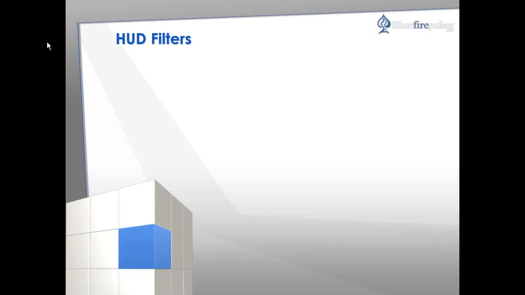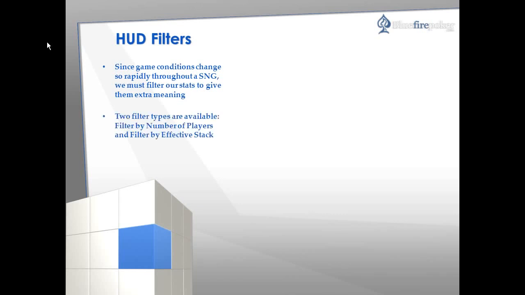Next, we'll look at the various methods for filtering out the stats that our HUD uses. Since game conditions change so rapidly throughout the course of a sit and go, we need a way to filter out our stats to give them a little bit of extra meaning. And Hold'em Manager has built in two different filter types. They are filter by number of players and filter by the effective stack. Using a hybrid of both of these can dramatically affect the quality of our stats.